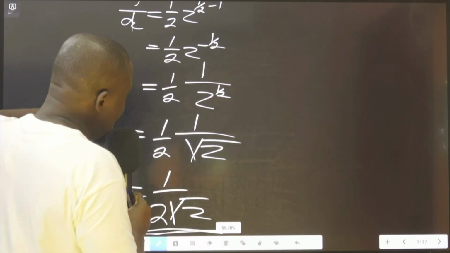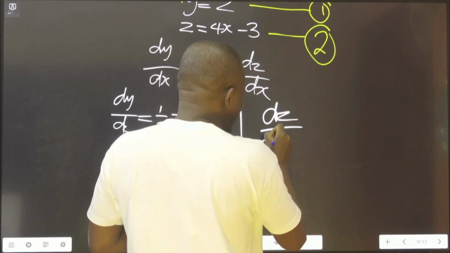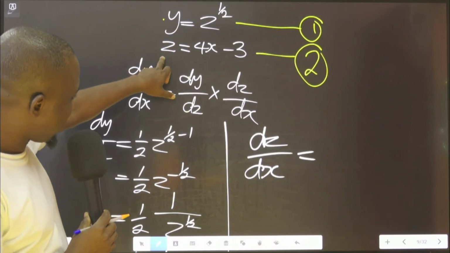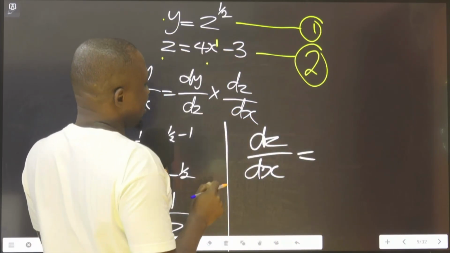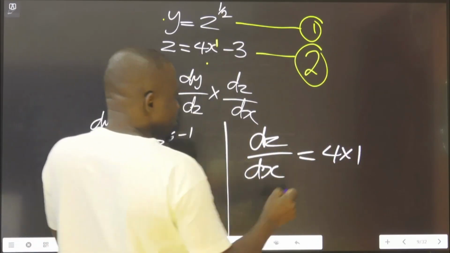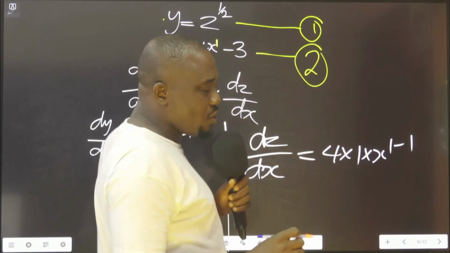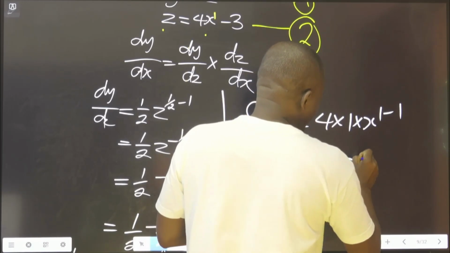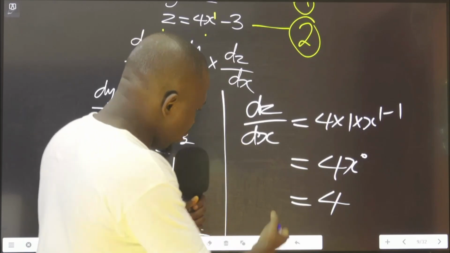Now let's go for the other one. That is to get what? dz over dx. We are going to use equation 2 for that. dz over dx. That is, remember there's one here. We move the one down to meet 4. We reduce this one by 1. Differentiation of this is 0, so no need to work on that. So this is equal to 4x raised to power 0, equal to 4, because anything raised to power 0 is 1. So we have 4 here.